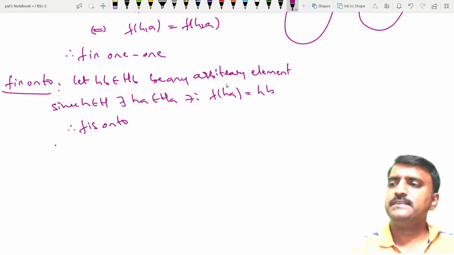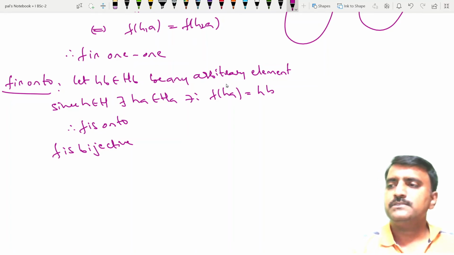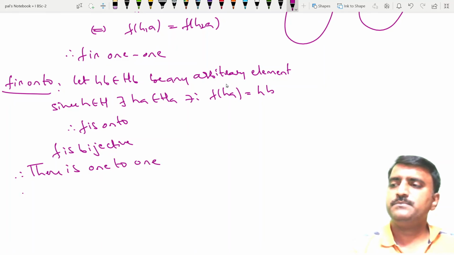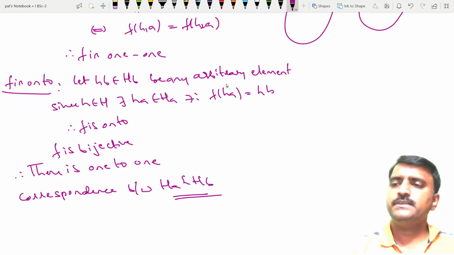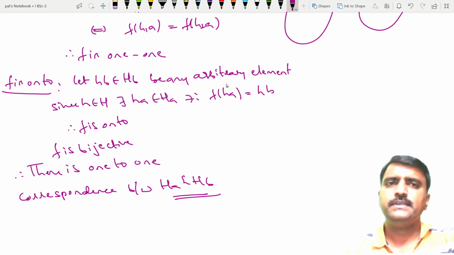So finally we say that f is a bijective function. A function which is one-one and onto is called a bijective function. Okay, so therefore there is a one-to-one correspondence between the cosets Ha and Hb.